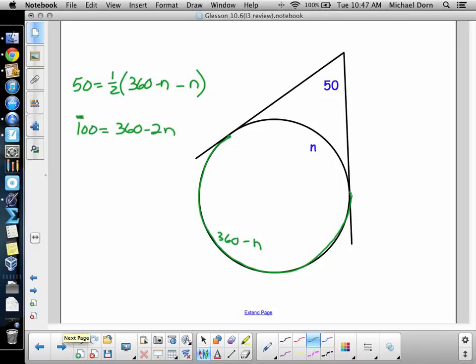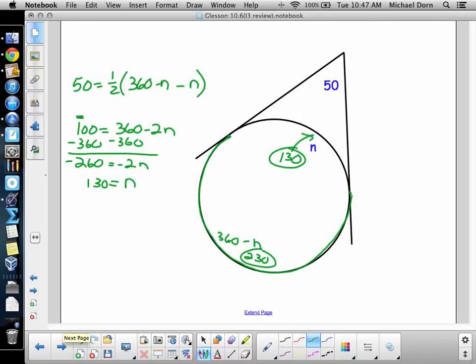360 minus 2n. Subtract 360. Negative 260 equals negative 2n. So n is 130. So this arc is 130. This arc would be 360 minus 130 or 230. We found both arcs. Really only need to find the one. So again, we have those two tangents. One is x, one is 360 minus x. Definitely a next level problem.